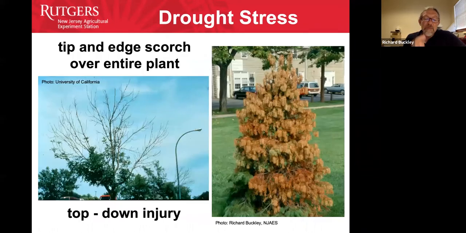At a more severe level, you're going to see that the plants die from the outside in and the top down. And I think you can see in both examples here how it's tip and scorch of the entire plant. So you want to think in those kinds of terms of the pattern of damage.